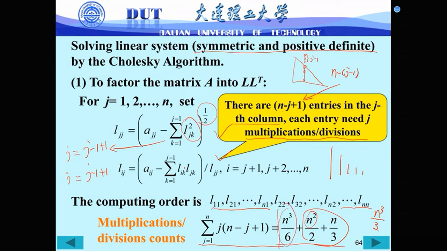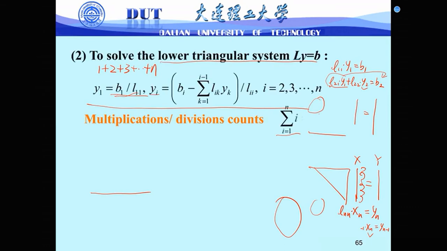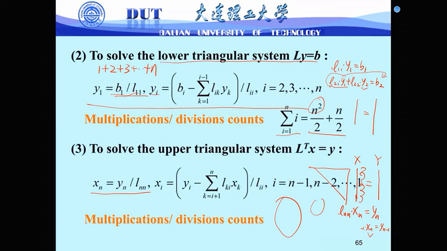So if we just compare the cubic term, because for large n we only need to compare the highest order term, right? So here you see 6 and 3 as denominators. So the cost is half. Are you okay? So this is the Cholesky algorithm. Compared with Gaussian elimination, the general Gaussian elimination for the general case, the cost is half for Cholesky factorization.